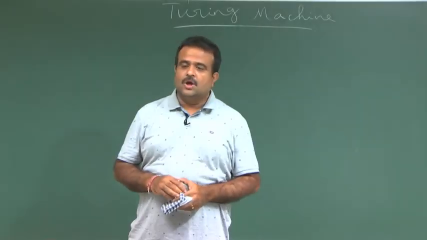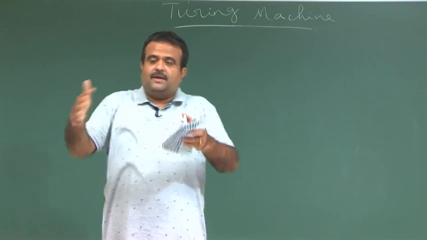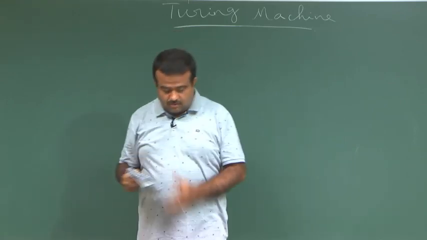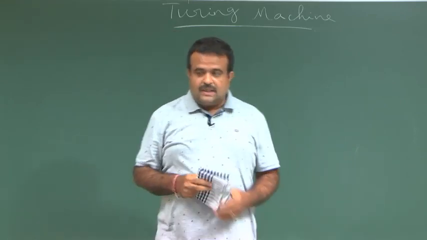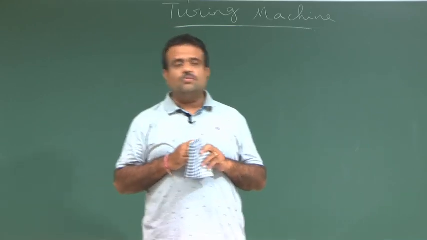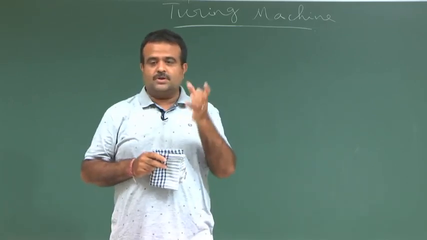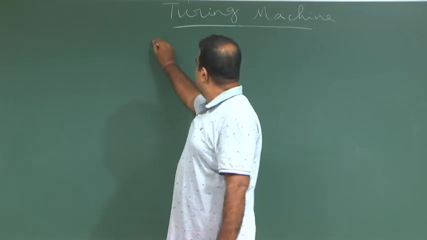Okay, so we will introduce the Turing machine. This is the end of this course. So, let us first define what we mean by Turing machine. We have seen the two-way DFA, so there we have an option. It is a two-way DFA.